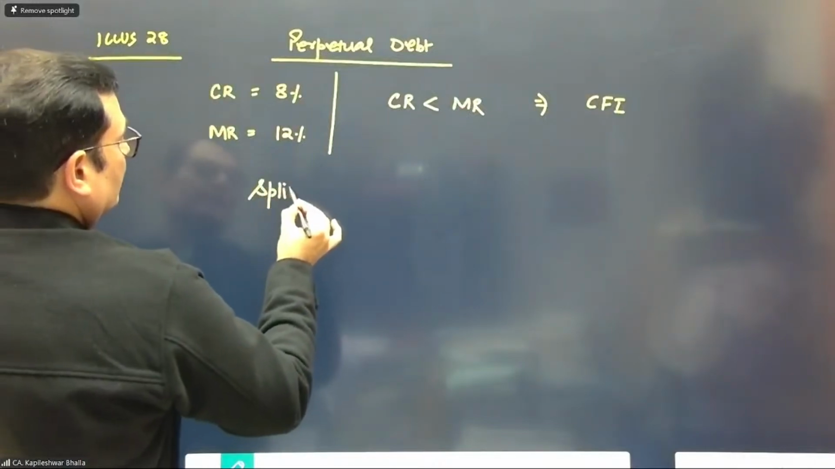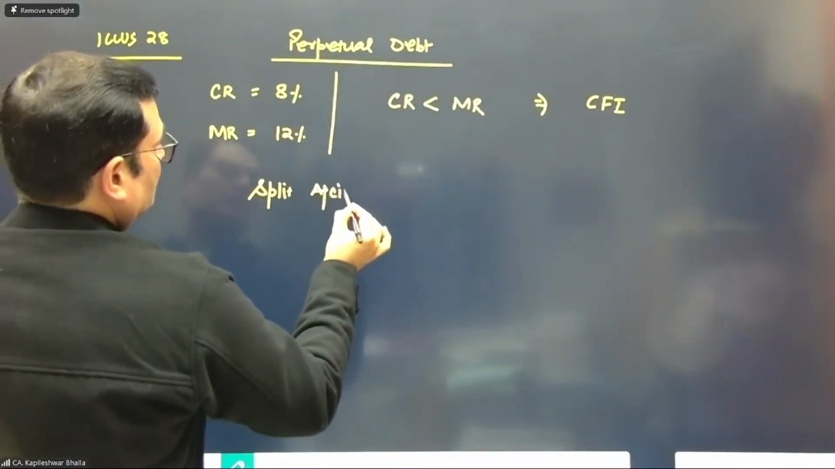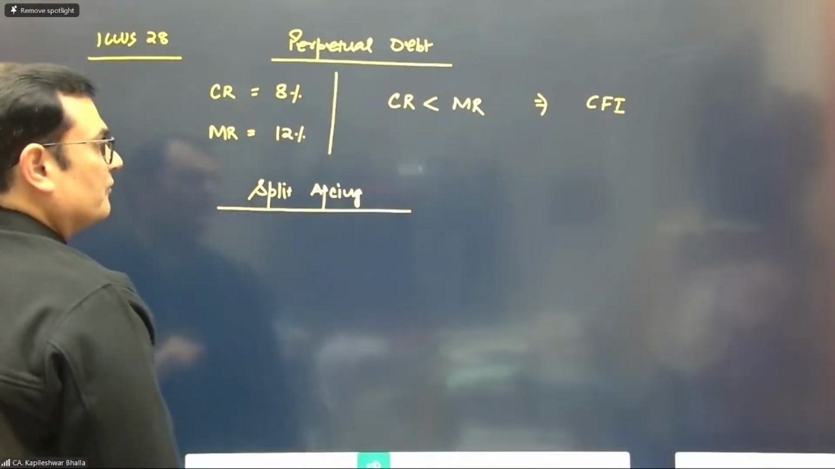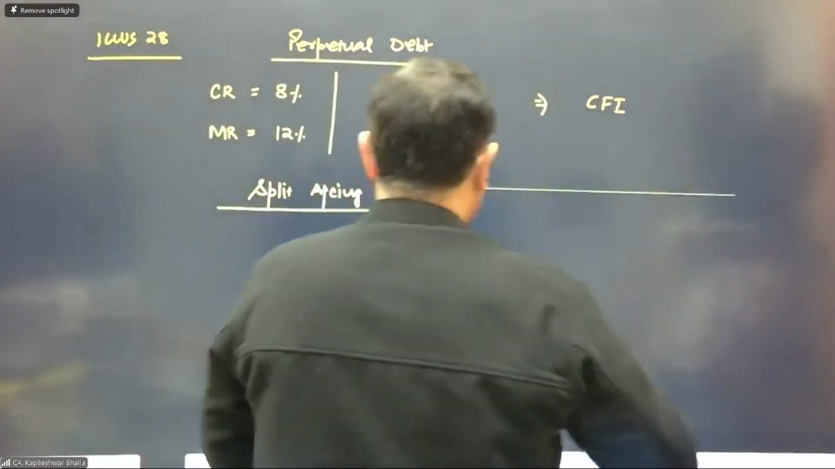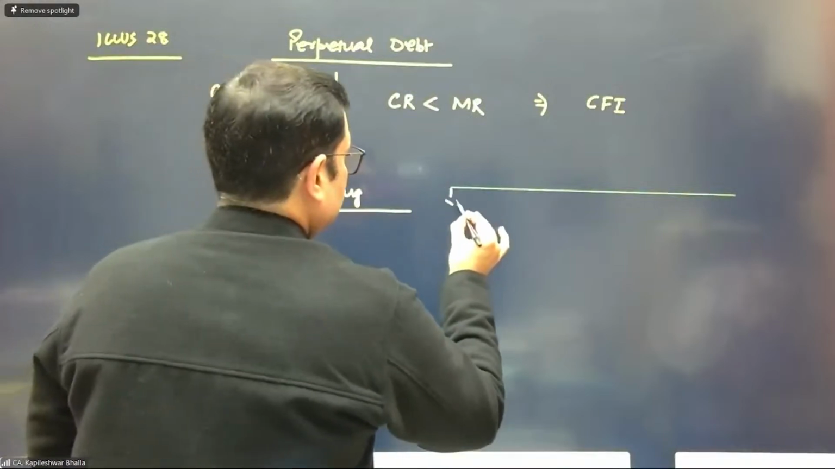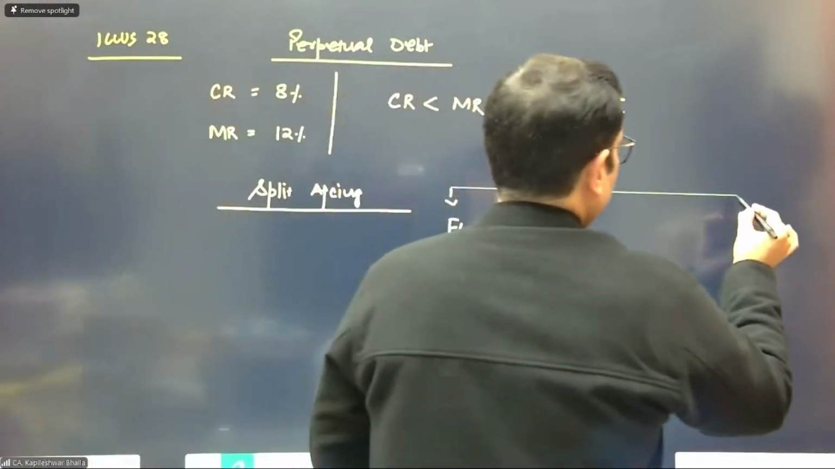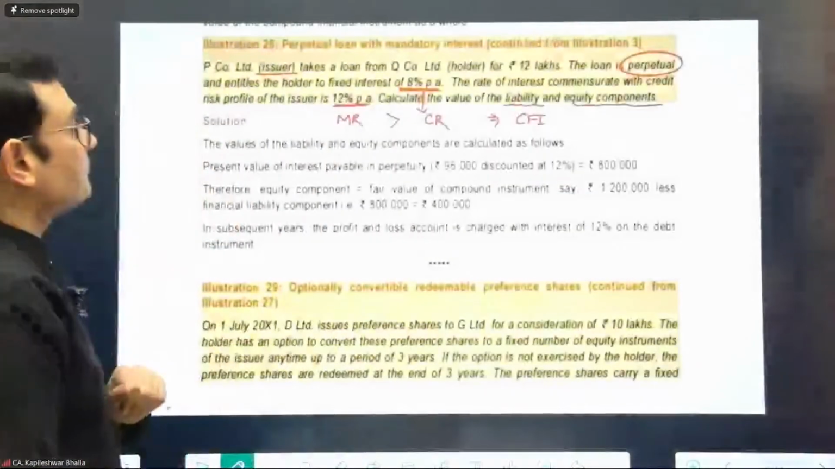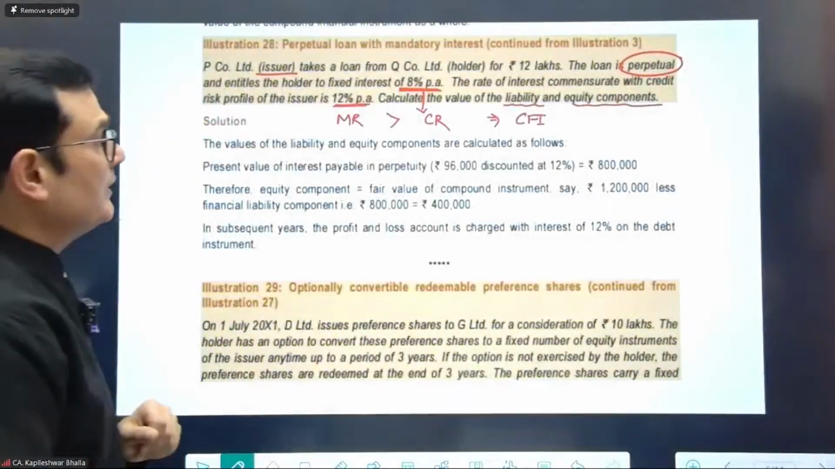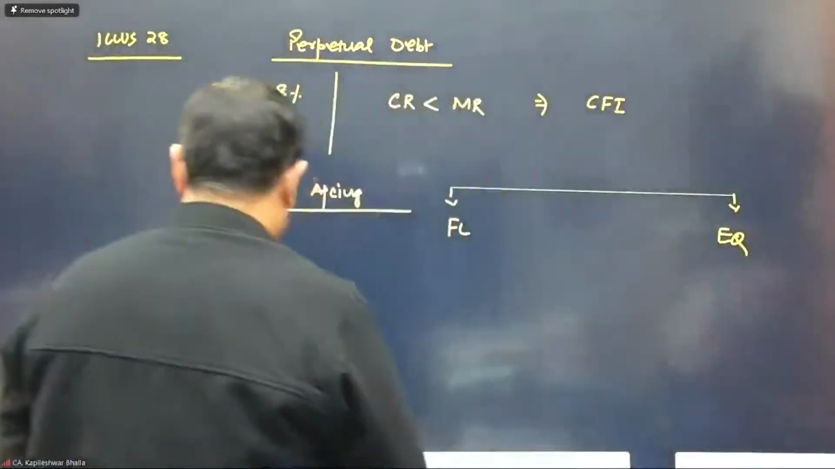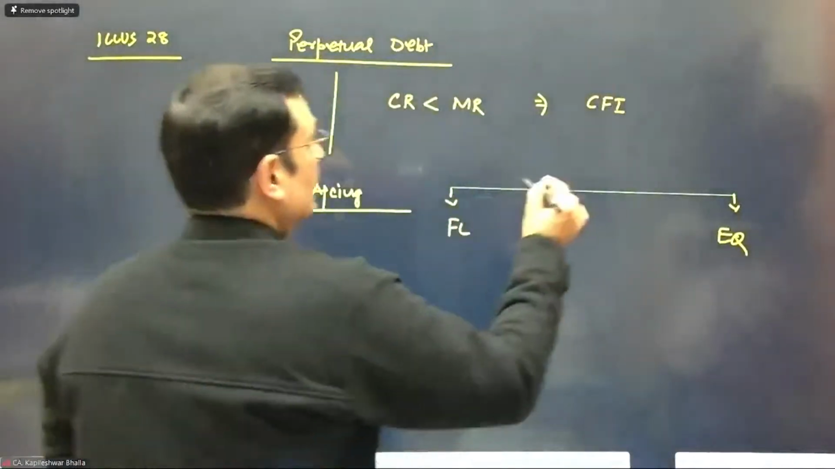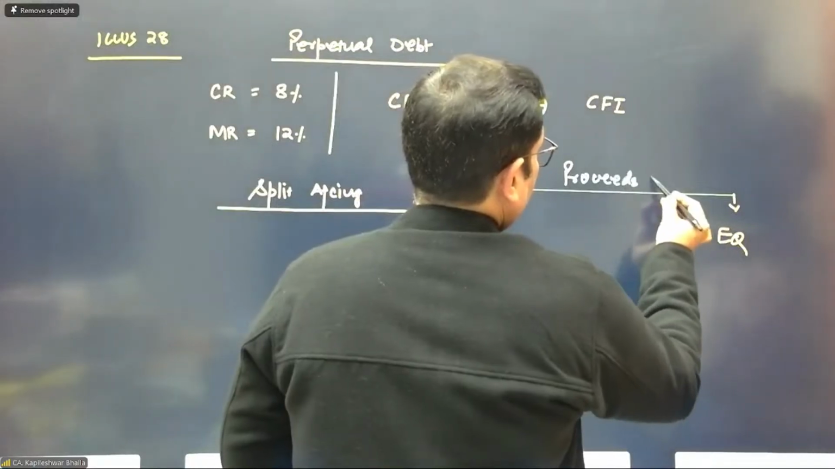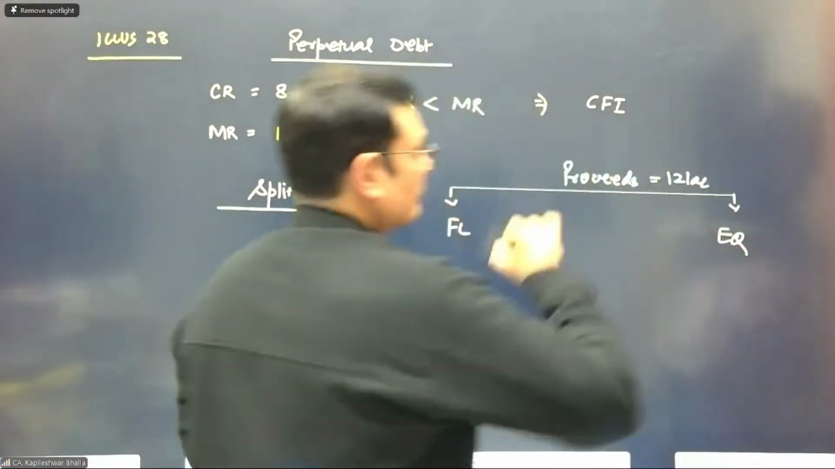So we will do the split accounting of the total proceeds of this instrument. When you do the split accounting of this particular instrument, the proceeds are to be segregated into financial liability and equity. So let's go back. The loan is raised for 12 lakh rupees. So the proceeds of this instrument are 12 lakhs.